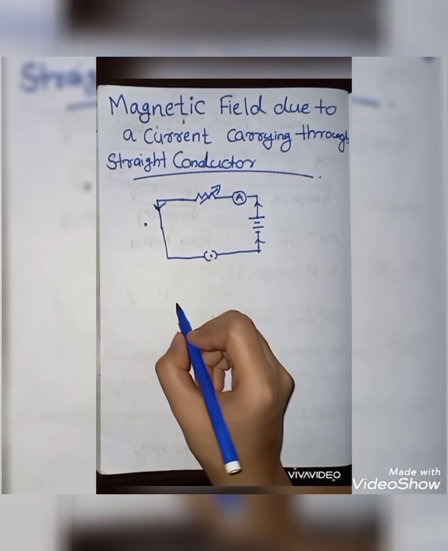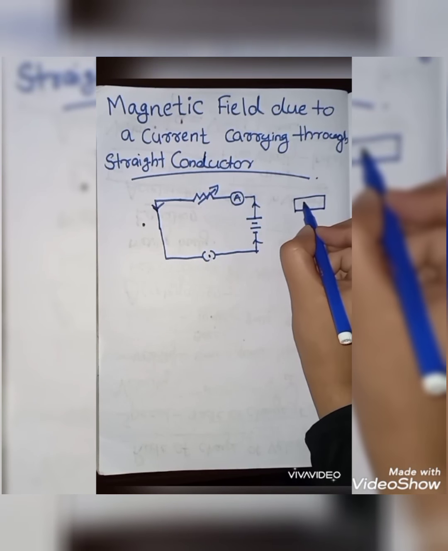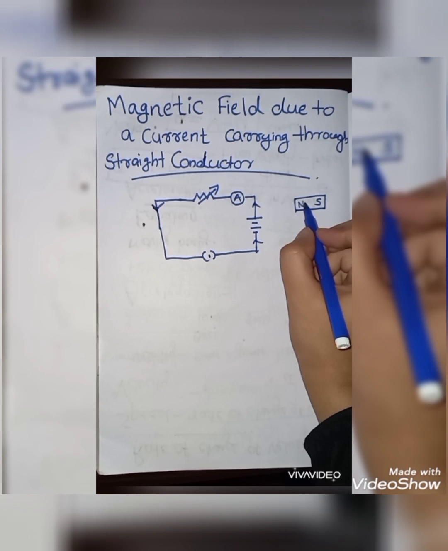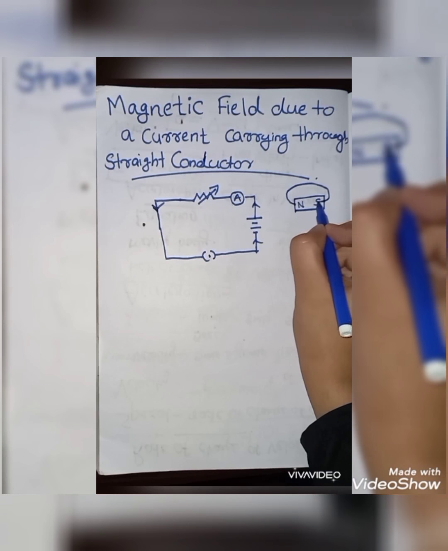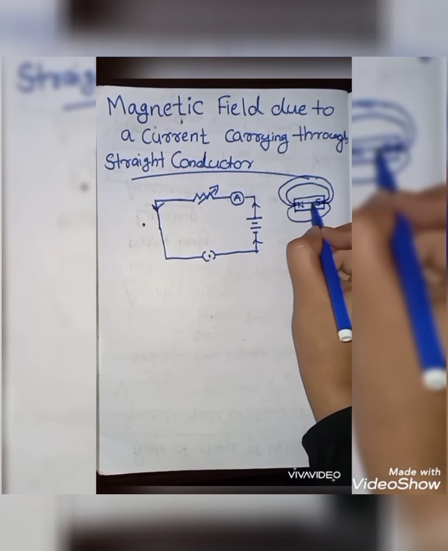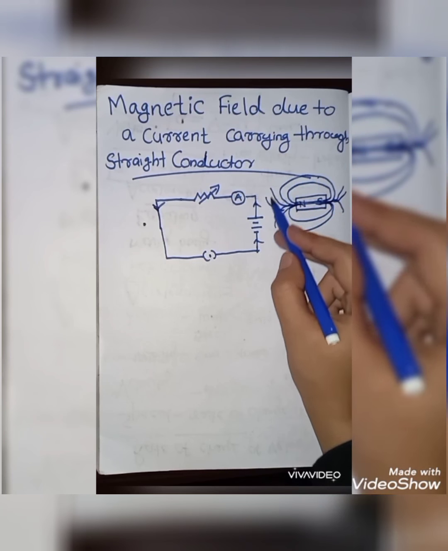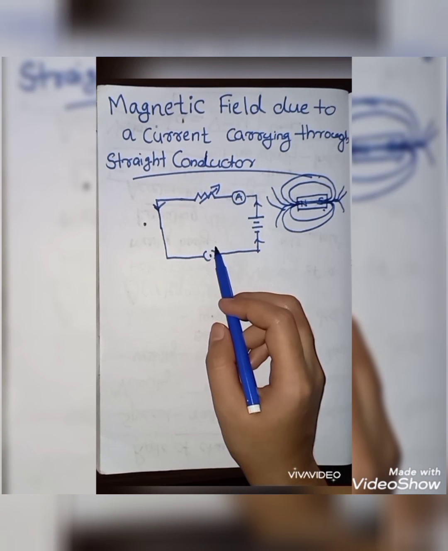Suppose this is a magnet, with north pole and south pole, and the shape of the magnetic field in the magnet is like this. We discussed it in the last class. The magnetic field of a bar magnet is like this.